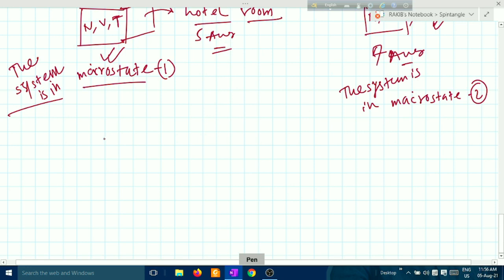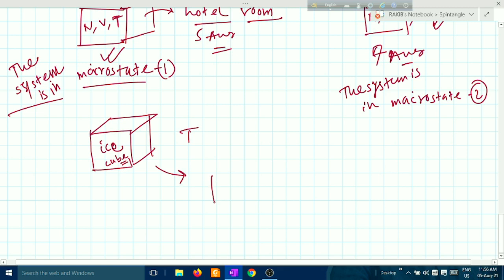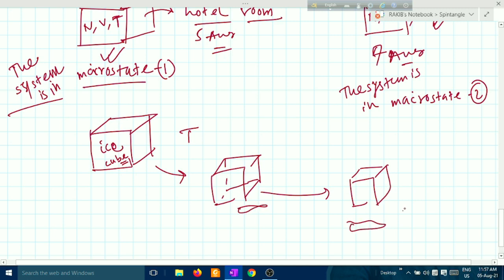Let me take another example. I will make it clear to you. Say an ice cube. Say the ice cube has temperature T. Initially the ice cube has a temperature T when it is drawn out of a deep freezer. Okay, this is the initial temperature, and the ice cube changes its temperature as time goes.